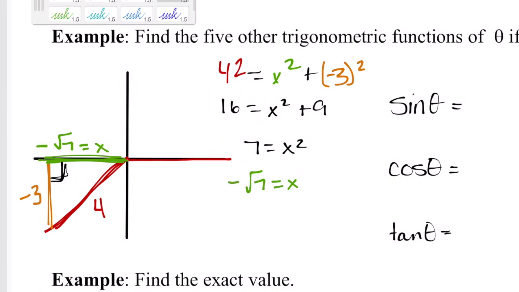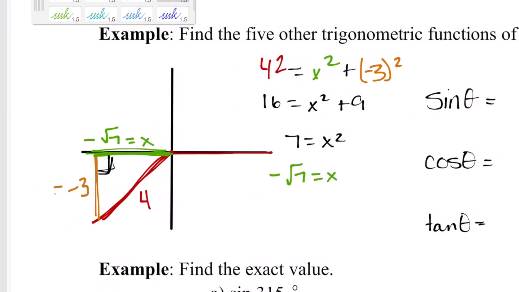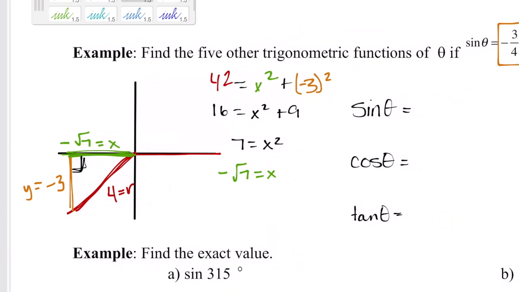Now that I have my x, y, and my r, I have all those values, I can do all 6 of my trig functions. All the trig functions. So they already told me the sine, which is really nice.